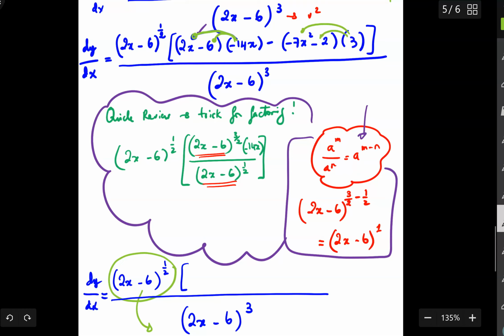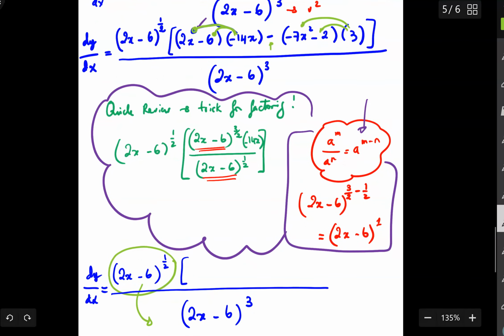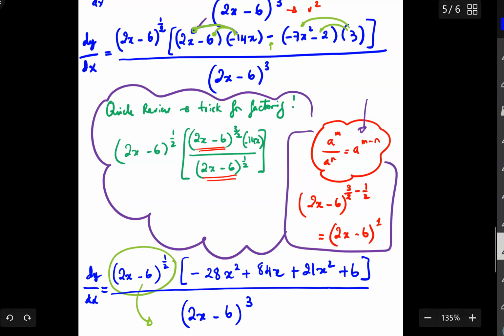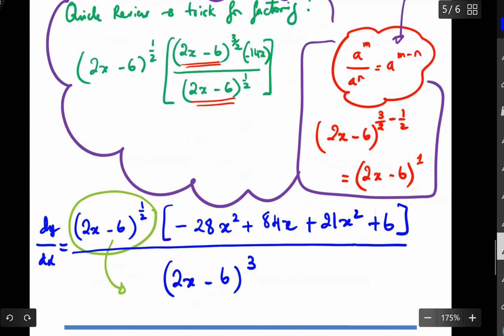3 times negative 2. And don't forget there's a negative here. So I will end up with negative 28x squared plus 84x. Okay. 3 times negative 7x squared will give me negative 21x squared, and multiply the negative, so I should have the positive 21x squared. And 3 times negative 2 is negative 6 times negative 1, I should have positive 6. Okay, so let's move down to the next line.